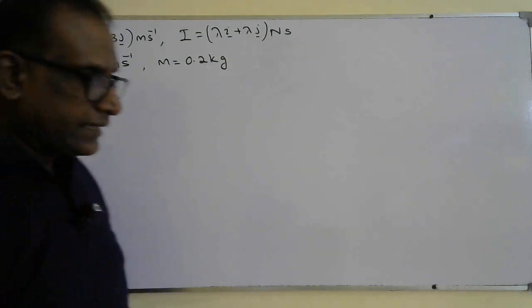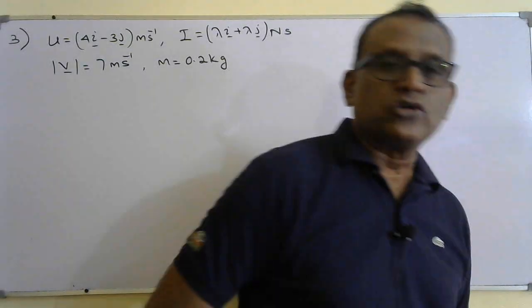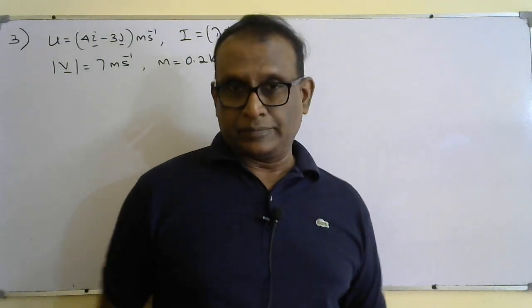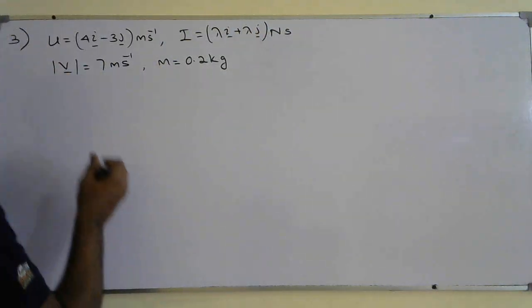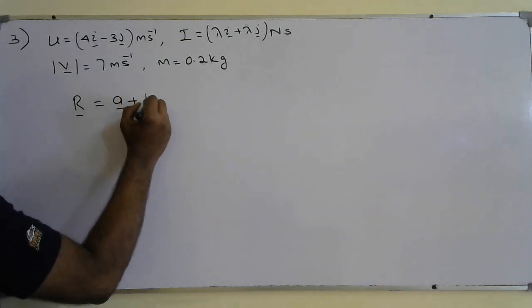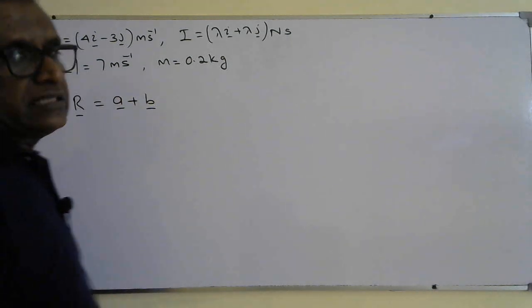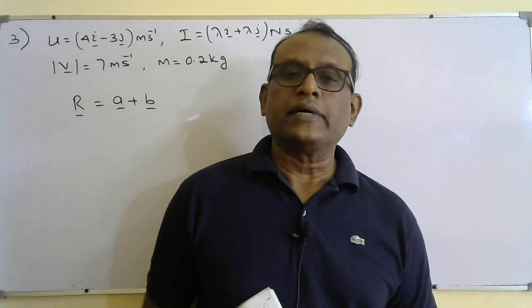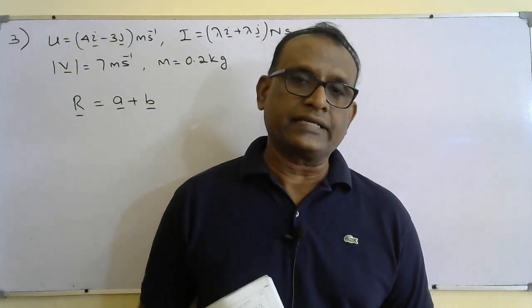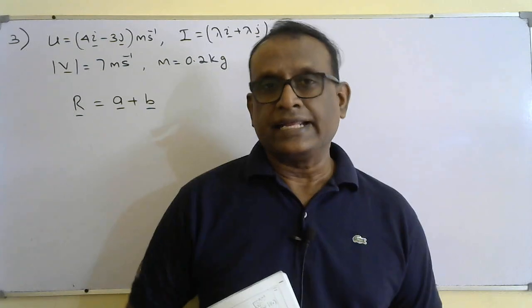Okay, method 2, vector diagram. You should know about the vector diagram, how to find the resultant vector of two vectors when they are added or subtracted. For example, if they say vector R is equal to vector A plus vector B, a vector can be shown by a straight line with an arrow. The length of the line indicates the magnitude of the vector. The direction of the arrow indicates the direction of the vector.